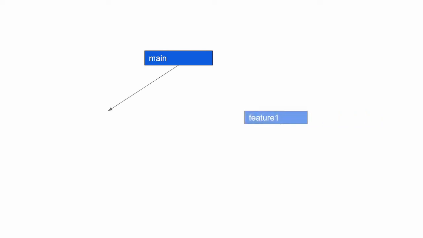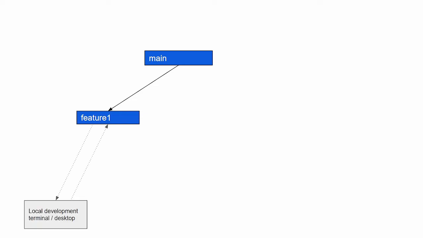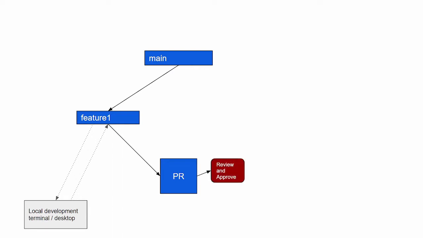We will first create a branch, say feature 1. We will pull that branch to our development machine. We will make changes to the code and commit the code to this branch. Once changes are pushed to this feature branch, we will create a pull request so that our peers can review our code. If everything is okay, they will approve the PR, and once the PR is approved, we can merge that code to the main branch.